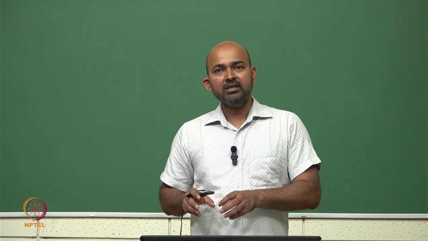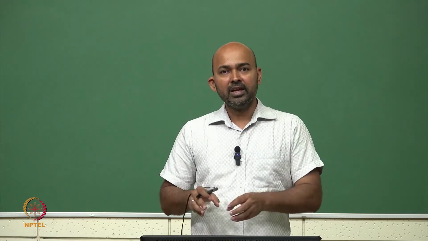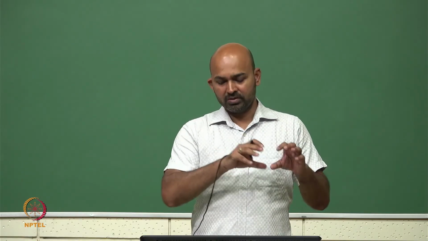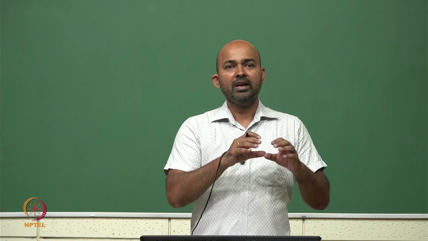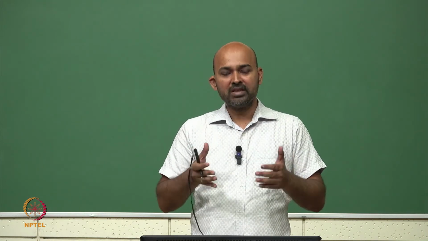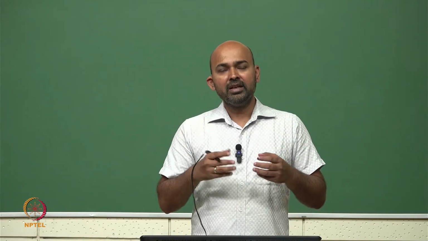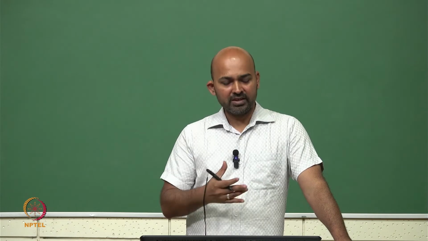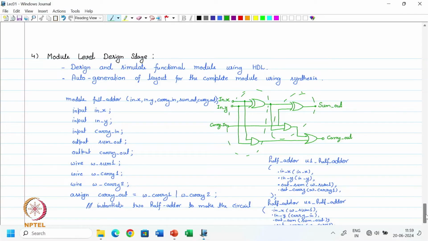Once we design these modules, then we can auto generate the layout of this complete circuit using the tool called synthesis. We just have to provide this full circuit to the synthesis tool, and the layout, which is the actual representation of the structure on the mask or on the silicon, will be auto populated by the synthesis tool. So this is the fourth design stage, which is the module level design stage. In the next design stage, we have the IC design stage.